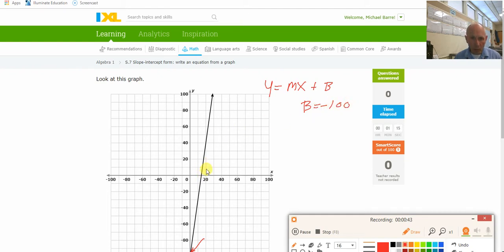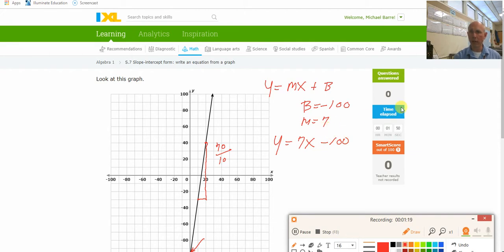And my slope, let's find two good points. There's a good point right there. Is that a good point right there? So my slope is, what's that? 10, 20, 30, 40, 50, 60, 70 over 10. So my slope is 7. So I've got it as y equals 7x minus 100.